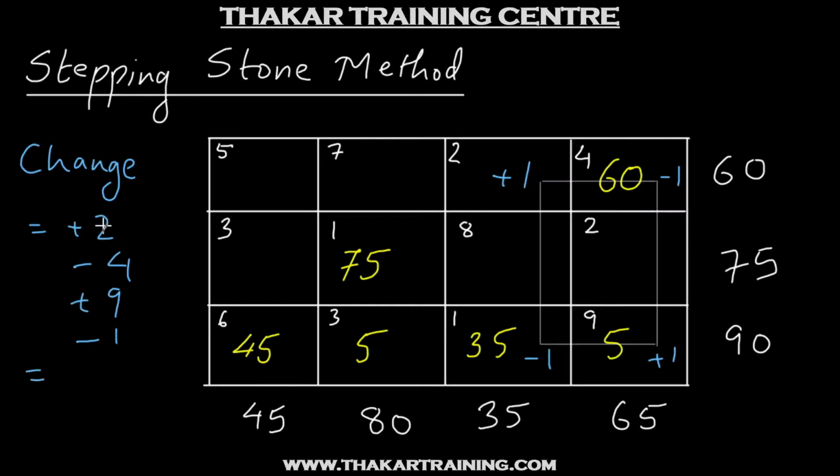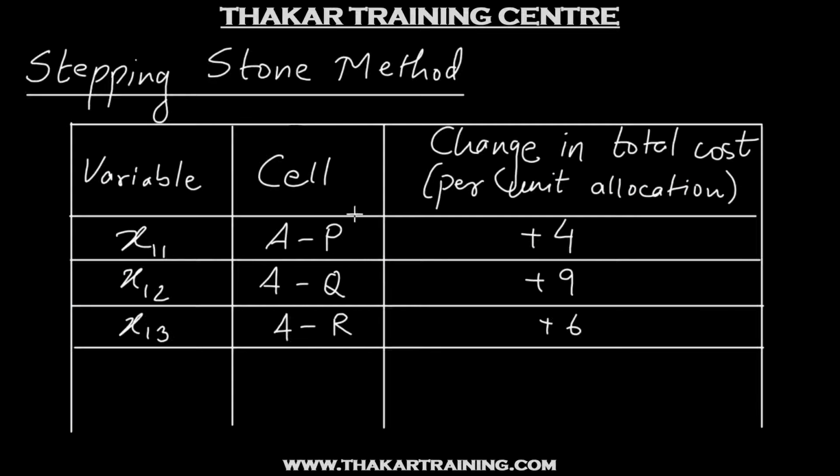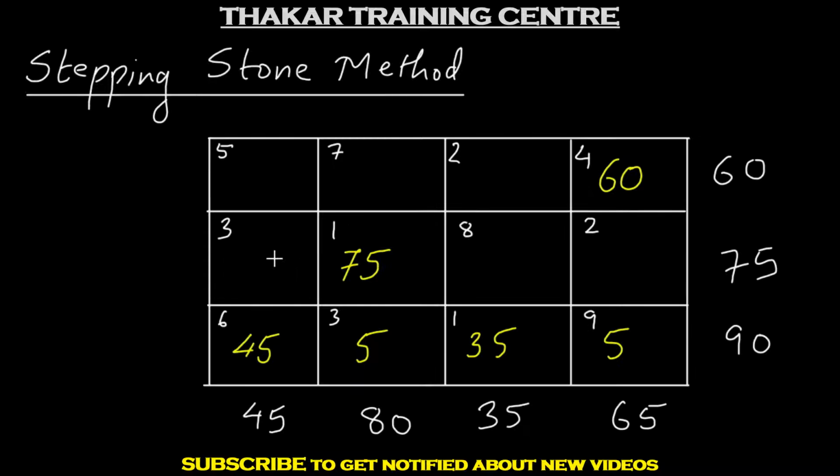So the total change is 2 plus 9 is 11, minus 5, so this is 6. So this is variable x13. The cell is source A to destination R and the change is plus 6. So we write that down over here. So we can observe that in these 3 cells, if we allocate any unit, the total transportation cost is increasing. So far we have not come across any cell when making an allocation would result in a decrease in total transportation cost. There are still 3 cells remaining, so let's check them one by one.